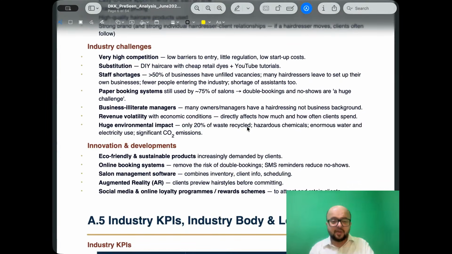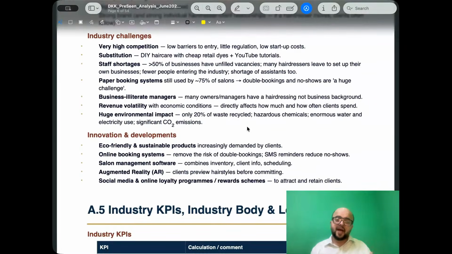What are some of the industry challenges? Very high reputation, very high competition, low barriers to entry, little regulation, low startup cost. So to set up a hair cutting salon, what do you need? You need a chair. I mean, I know this is a joke, but when you are driving on the road, you see these people on the side of the road with a handheld mirror and this one person cutting someone's hair.